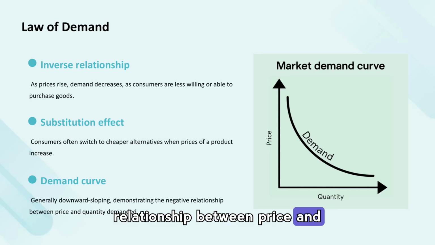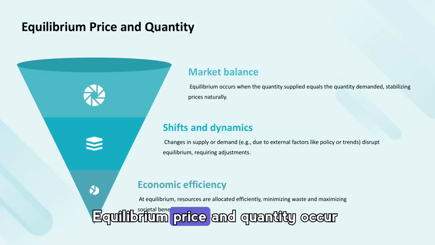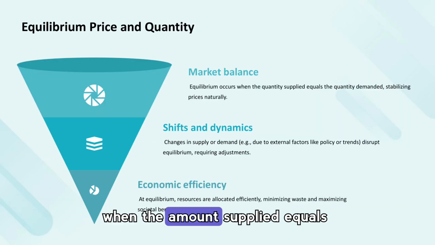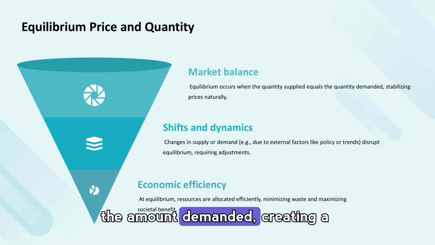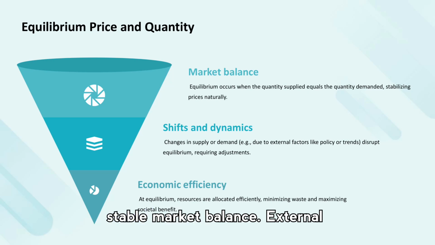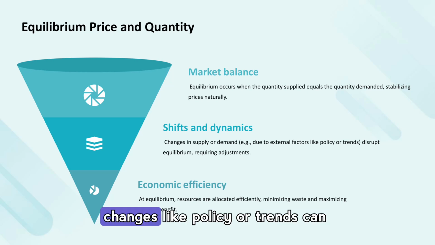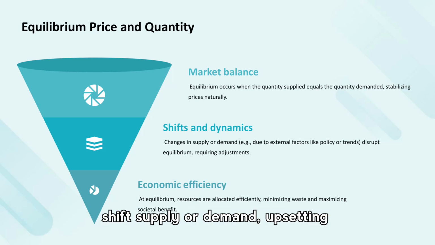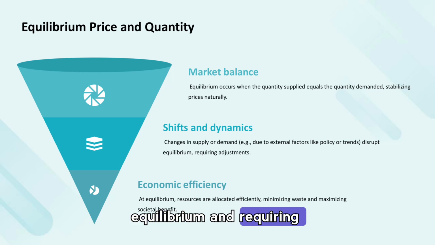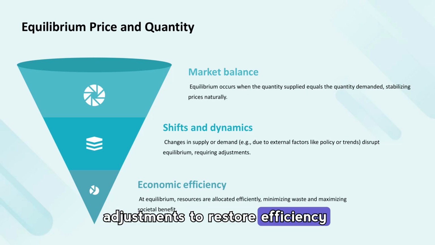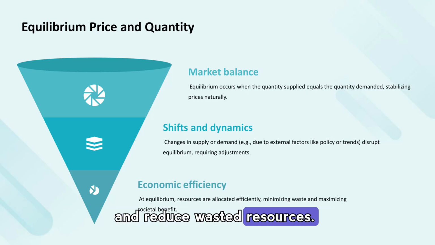Equilibrium price and quantity occur when the amount supplied equals the amount demanded, creating a stable market balance. External changes like policy or trends can shift supply or demand, upsetting equilibrium and requiring adjustments to restore efficiency and reduce wasted resources.